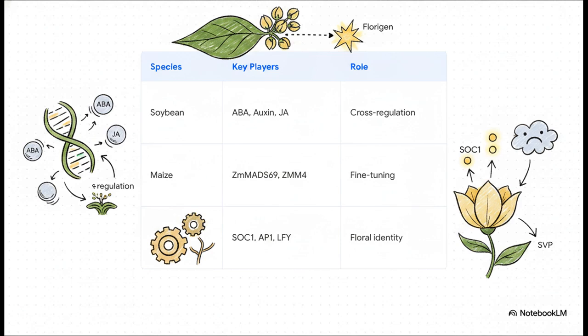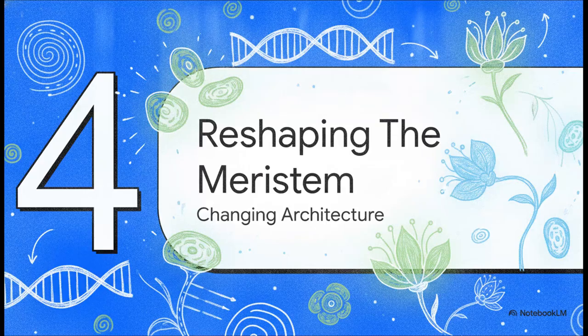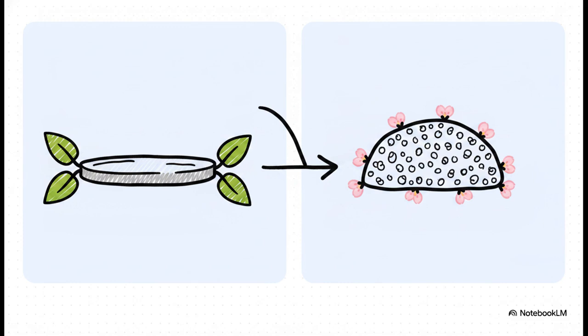It is a massive, highly dynamic change in gene expression that completely rewrites the meristem's identity. And that triggers section 4, reshaping the apical meristem. Because once the genetics are reprogrammed, the actual physical scaffolding of this biological construction zone has to change. This is the real plot twist of our cell's journey.